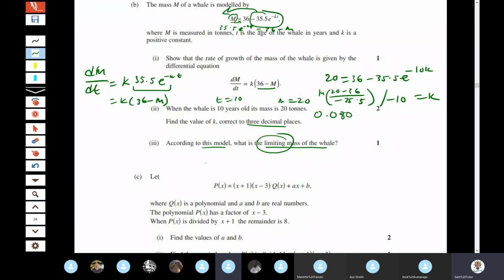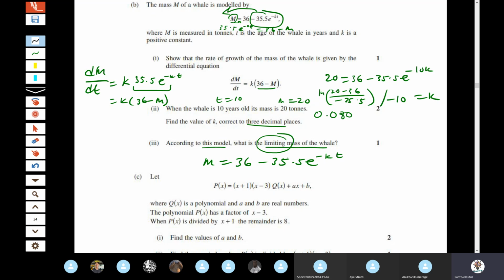Limiting mass. Is it 36? Can you tell us how you got that? Well, if you look at the dM/dt, if it is 36, then 36 minus 36 is 0. If it exceeds 36, it becomes a negative. Oh, I like the logic. Very smart. The maximum mass can be 36 because of your derivative here. I like it. I'll give that to you.